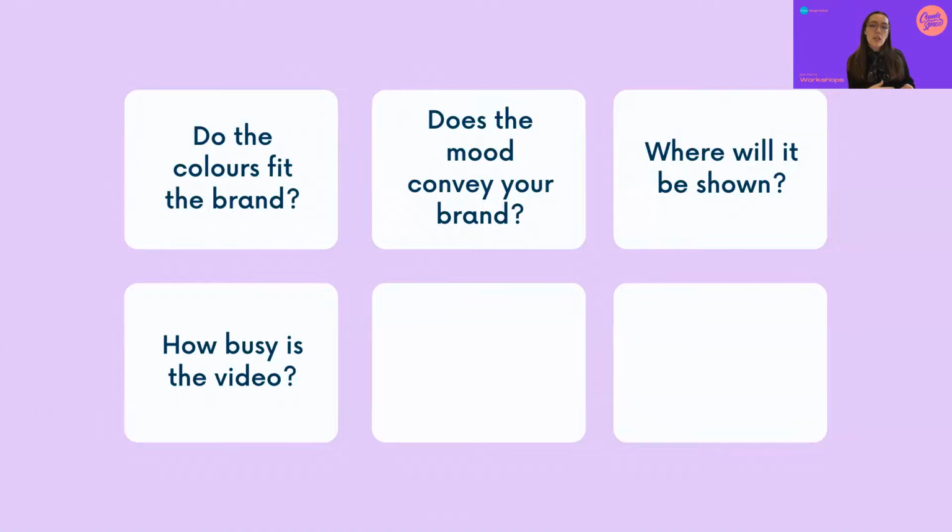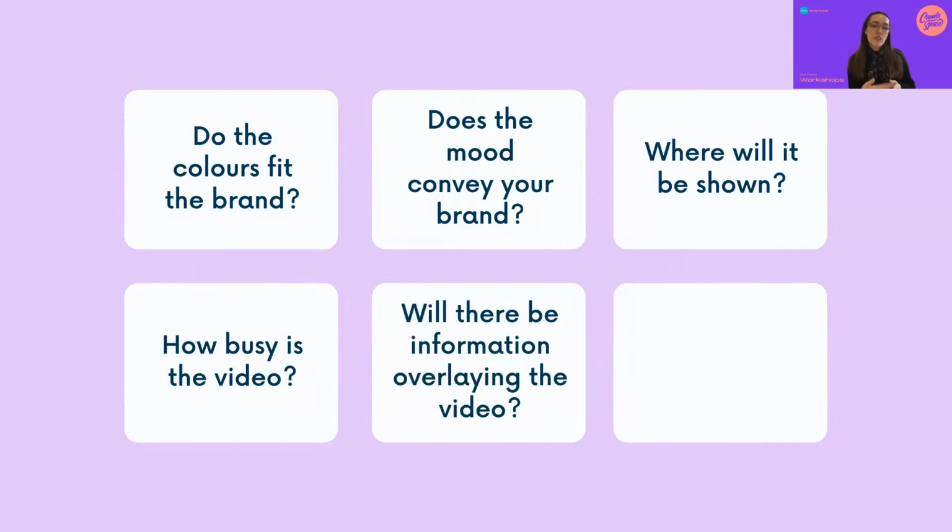How busy is the video? If there's a lot going on in the video, most likely viewers won't be able to focus on anything else in the video. So think about how busy the content is and what's actually occurring in the video. Will there be information overlaying the video? So think about where your video will actually appear in your design. If you're overlaying text on top of the video, most likely you won't be able to read it if it's on top of a busy video.